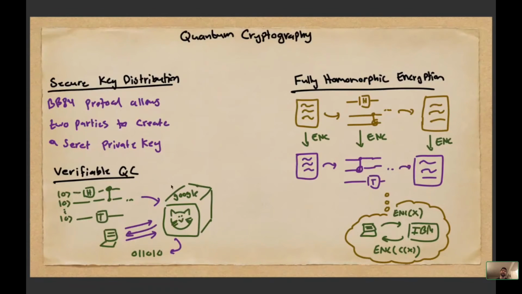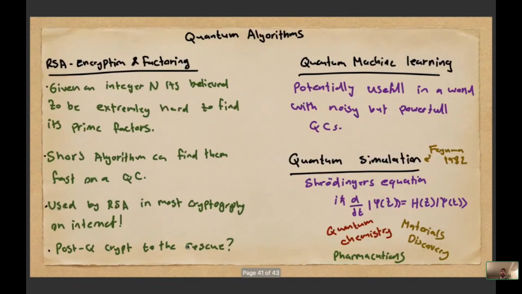But there is an interesting area. So that's some applications, some highlights of quantum cryptography. And on the algorithm side, some highlights of quantum algorithms, there's something called Shor's factoring algorithm, which says that if I give it a big integer n, it is able to find for me really efficiently the prime factors of n.